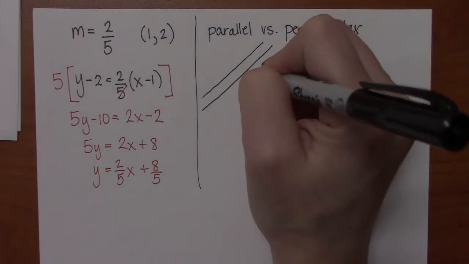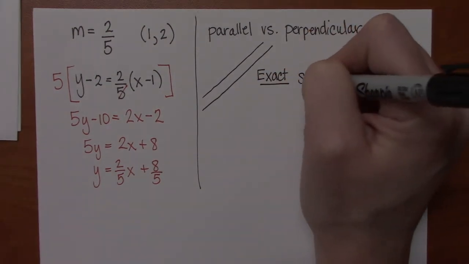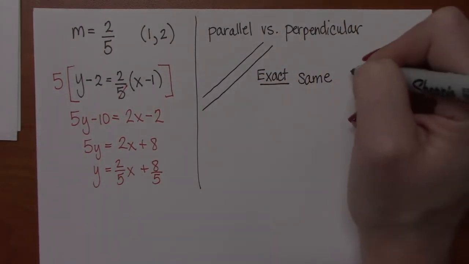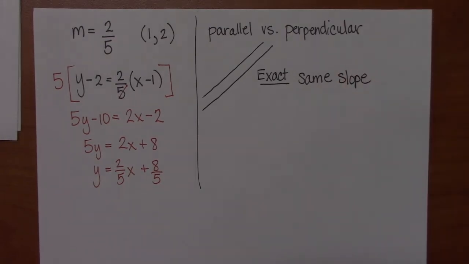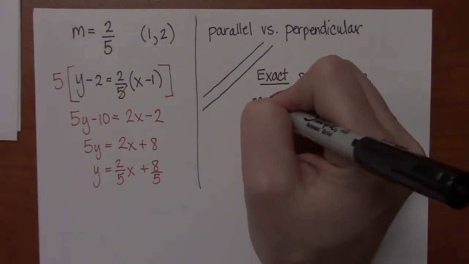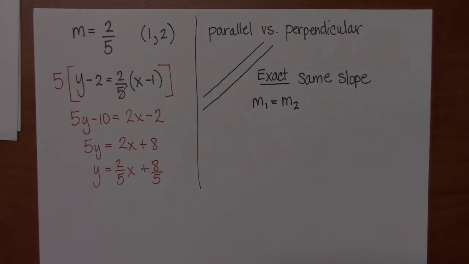So for parallel lines, they have to have the exact same slope. And so typically the way we write that notationally is we say, well, the slope of line 1 has to equal the slope of line 2. So if we give you a bunch of lines and we ask you to compare whether they're parallel or perpendicular, you have to put them each in mx plus b form so you can extract the slopes and compare them.